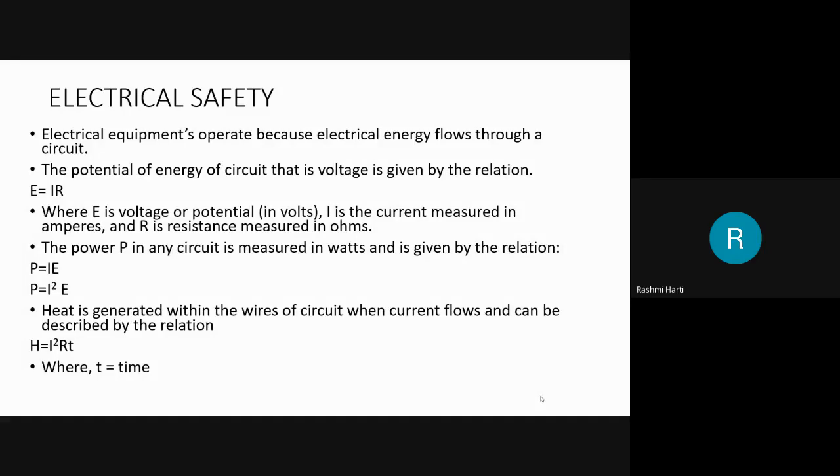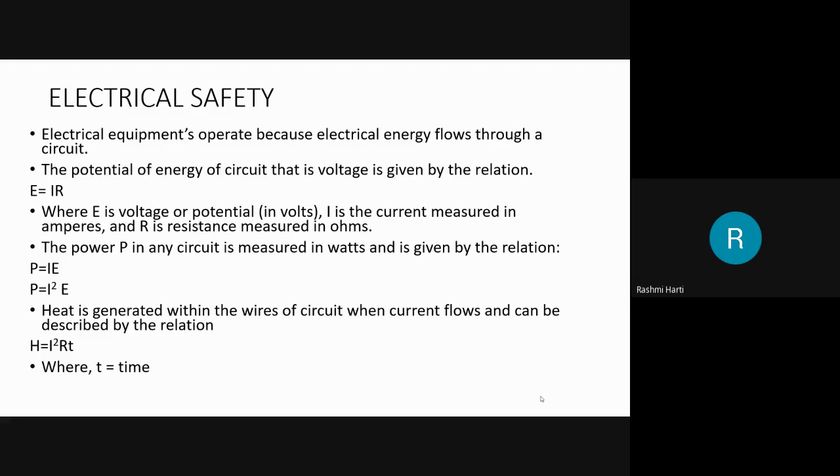What is this relation? E is equal to IR. E is voltage or potential in volts, I is current measured in amperes, and R is resistance measured in ohms. Power P in any circuit is measured in watts and is given by the relation P is equal to IE, or P is equal to I squared R.